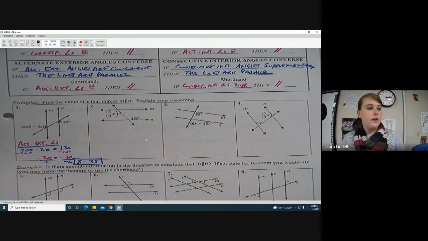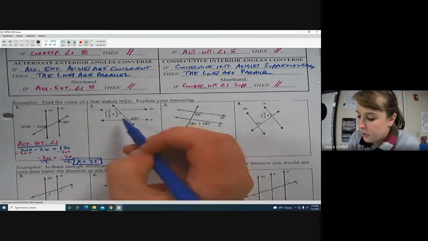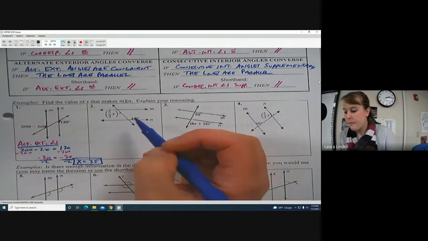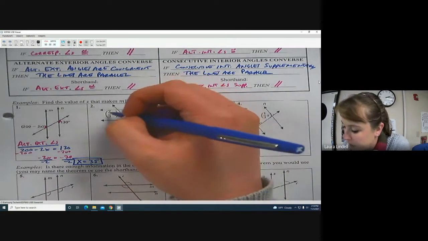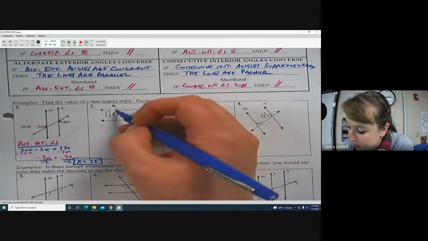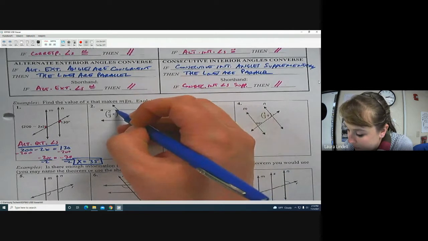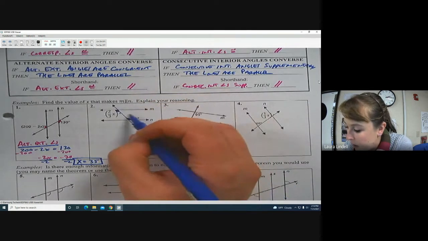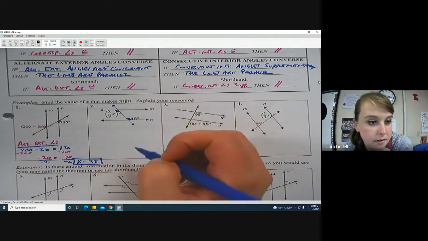All right. So hopefully not so bad so far. Moving on to the next one. We've got 2/3 x and we have 48 degrees. They are going to be equal, and that's because in this case, this angle and this angle are alternate interiors. They're on opposite sides of the transversal. They're inside our set of two lines here.